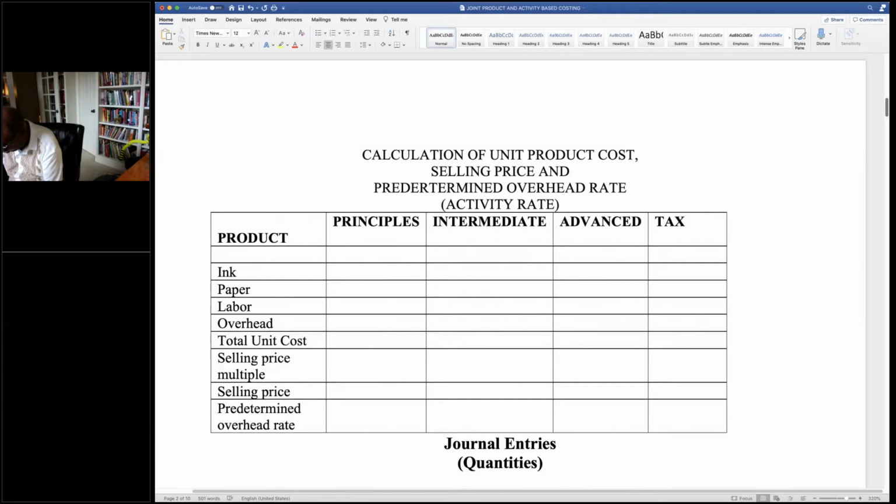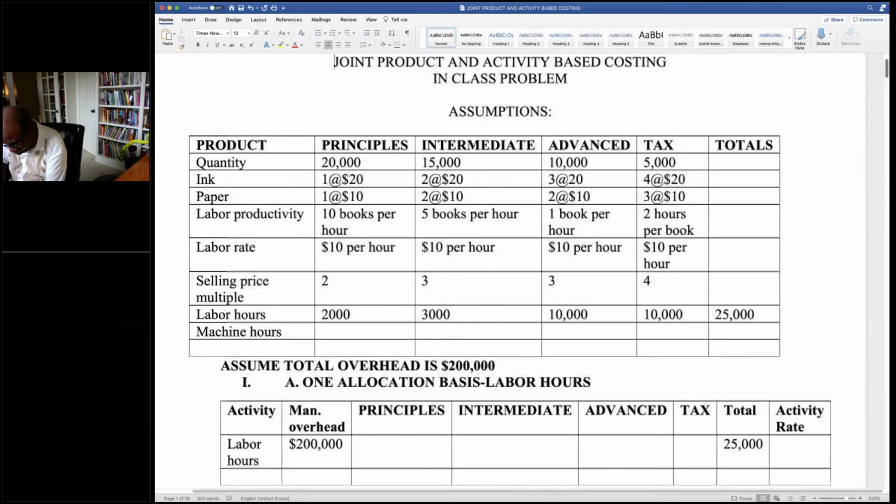So now we gotta find the calculation of the unit product cost, selling price, and the predetermined overhead rate. So if we go back up to the assumptions, we're gonna see how much the ink costs. So the ink for principals is $20 for one. The ink for intermediate is $20 for two. Advanced is $20 for three, and tax is $20 for four. All right.